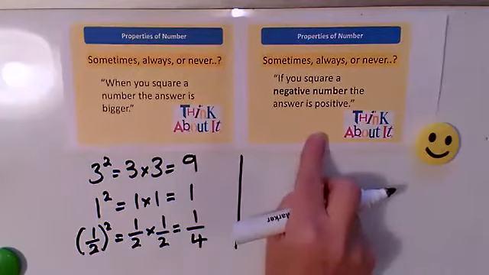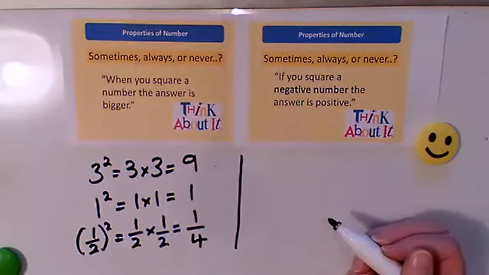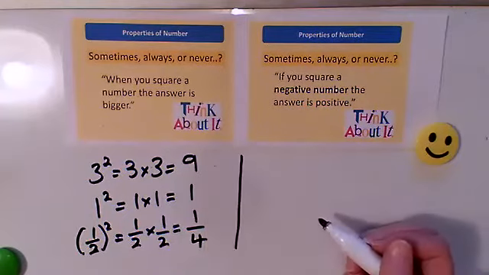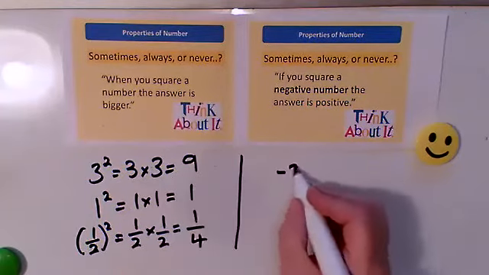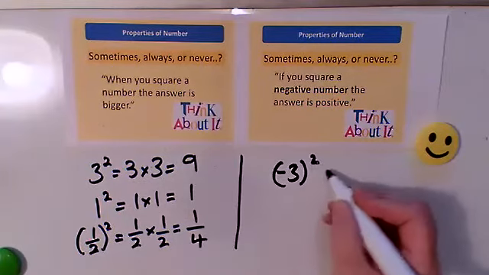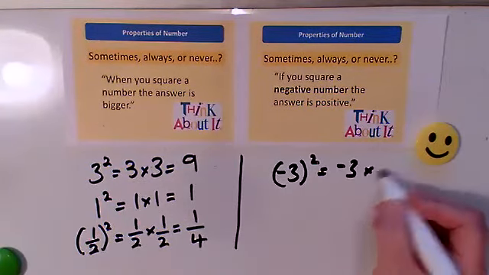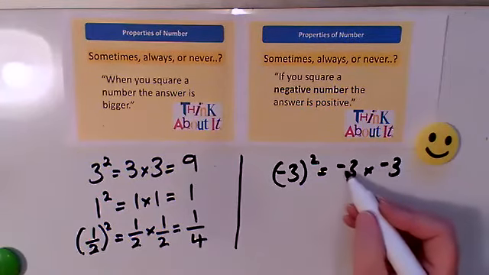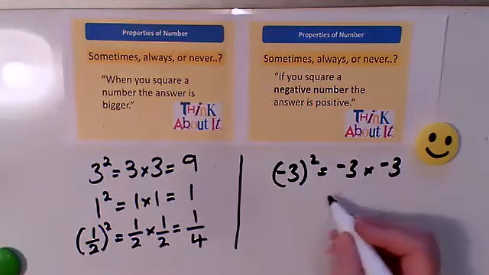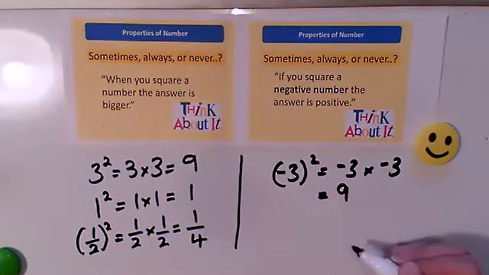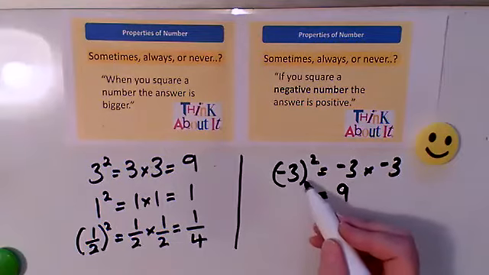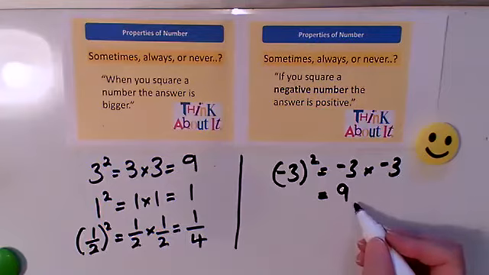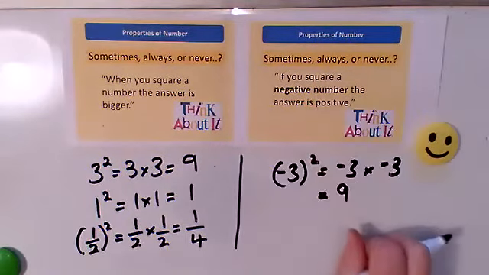Sometimes. Properties of number. If you square a negative number, the answer is positive. So we've already seen what happens when we square a positive number. What happens when we square a negative number? That would be negative 3 times negative 3. Now, if you know your properties of number, you know when we multiply a negative by a negative, our answer is positive. That goes for all negative numbers. So when you square a negative number, the answer is always positive. So the answer here would be always.